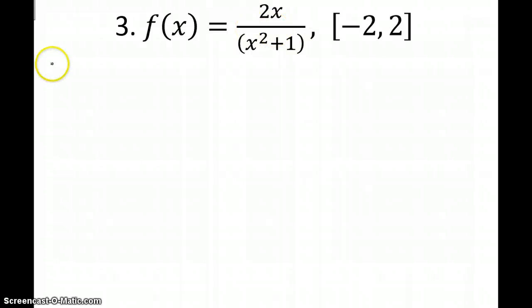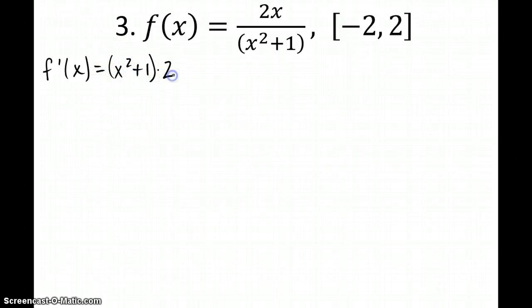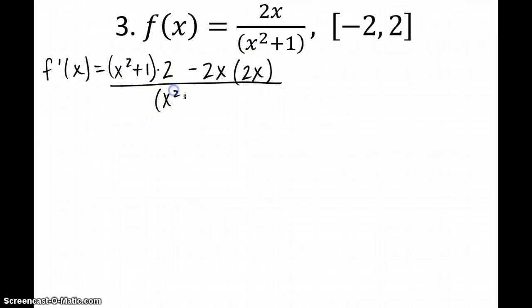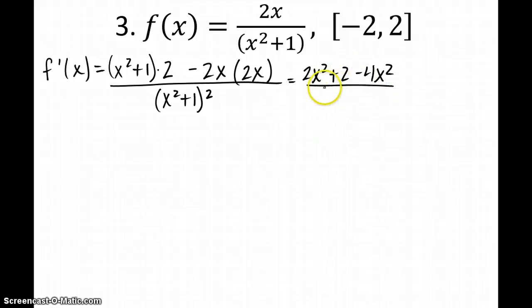Okay, our next function, to find the derivative, we need the quotient rule. Bottom function times the derivative of the top minus top times the derivative of the bottom, all over bottom squared. Distributing the 2, multiplying the 2 x's. So negative 2x squared plus 2.